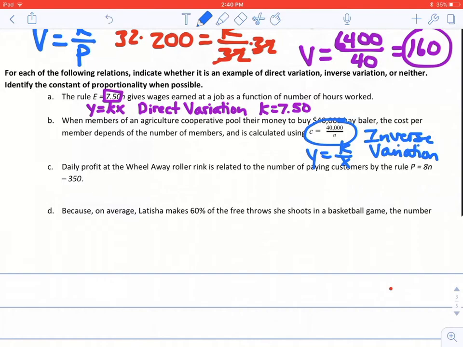So notice when members of an agricultural cooperative pool their money to buy a hay baler, the cost per member would depend on the number of members. If more members are going to contribute, then the cost per member to buy that item decreases because more people are contributing. So those are inversely related. And then we can pick out the constant K. Just by looking at that formula, we can see that K would equal 40,000. Alright, so hopefully these help you get started.